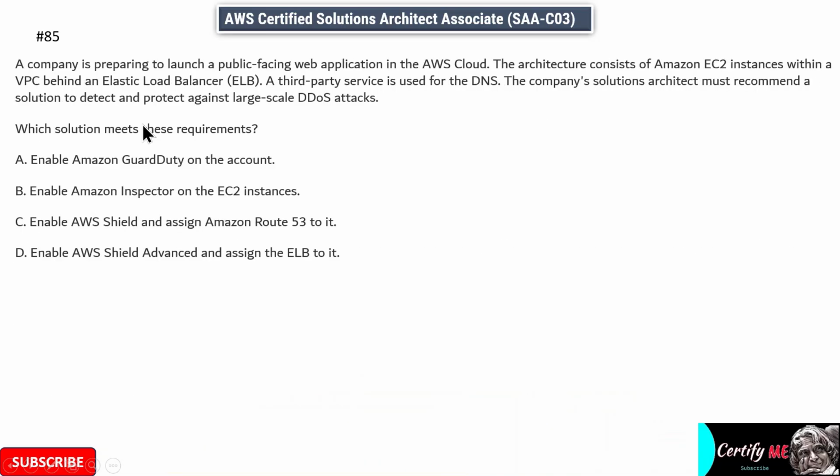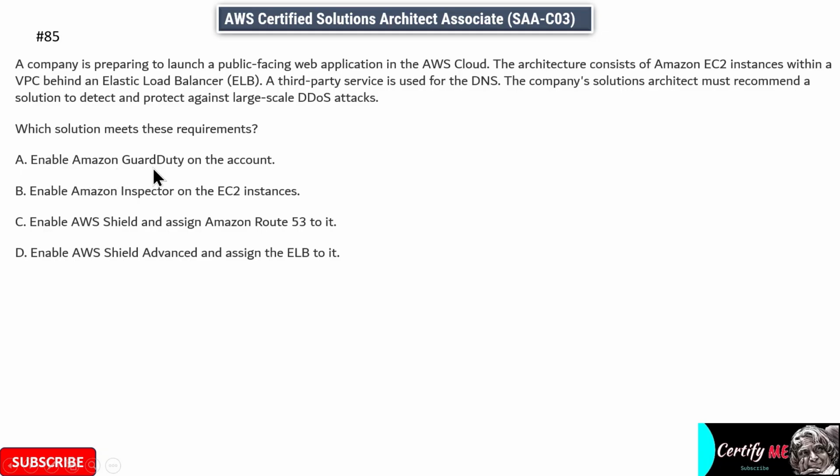Next question. A company is preparing to launch a public-facing web application in the AWS cloud. The architecture consists of Amazon EC2 instances within a VPC behind an Elastic Load Balancer. A third-party service is used for the DNS. The company's solutions architect must recommend a solution to detect and protect against large-scale DDoS attacks. Which solution meets these requirements?